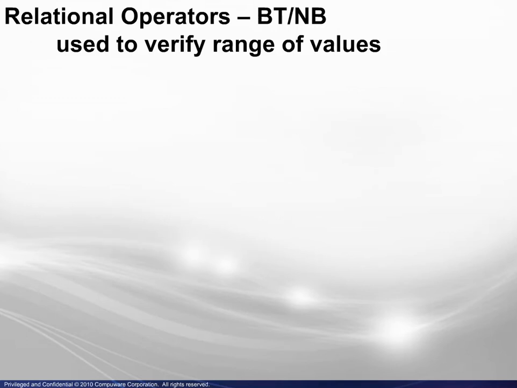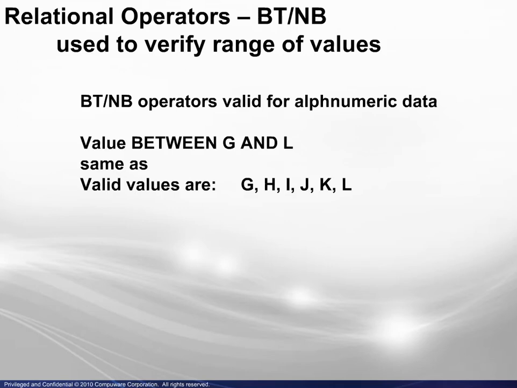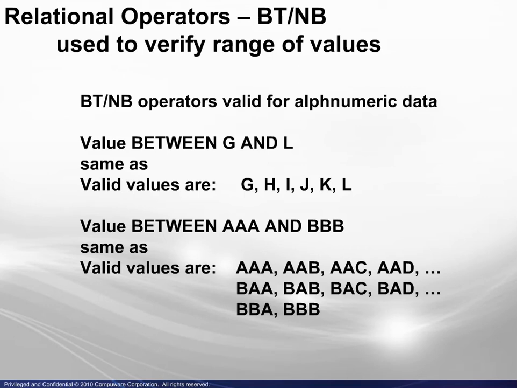The between and not between operators are valid for alphanumeric data as well as numeric data. A value between G and L is the same as valid values are G, H, I, J, K, and L. A value between AAA and BBB is the same as the list of valid values that are shown here.